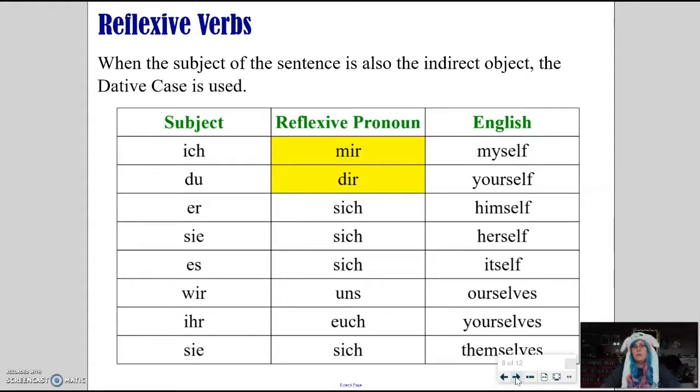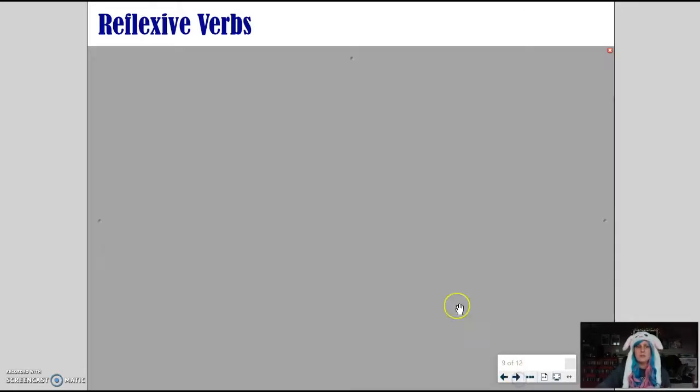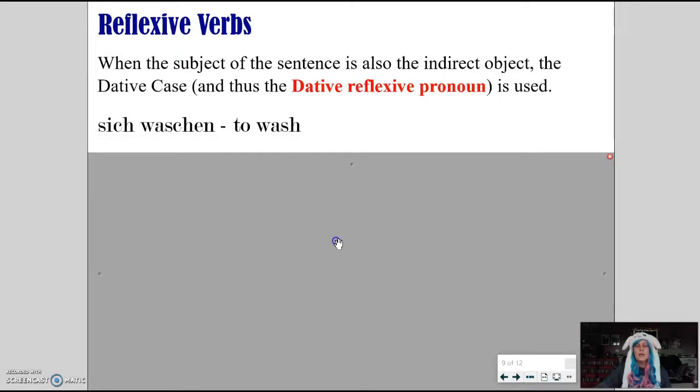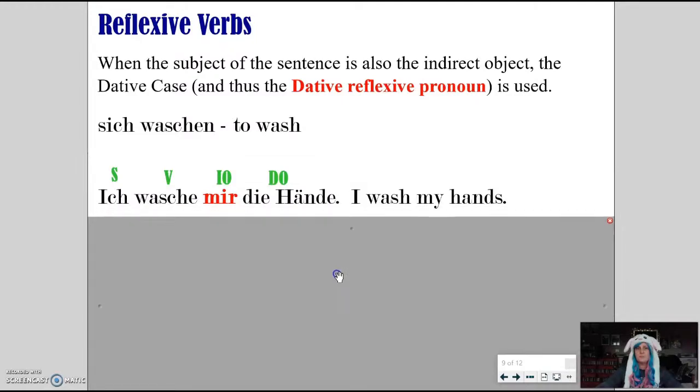If the subject is du, the reflexive pronoun is dir, still meaning yourself. So the English translation doesn't change on any of these reflexive pronouns. The only ones that change are ich to mir and du to dir versus ich and mich and du and dich. So let's take a look at some examples of where this happens, where this indirect object exists. If we look at the same verb, sich waschen, to wash. Ich wasche mir die Hände. So I wash my hands.